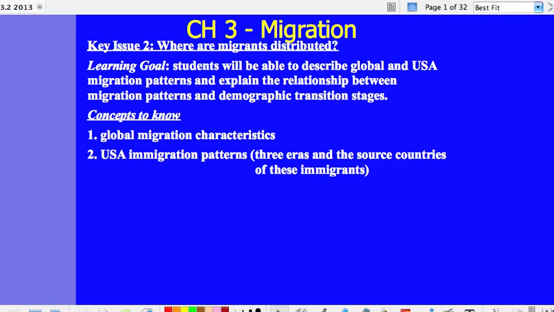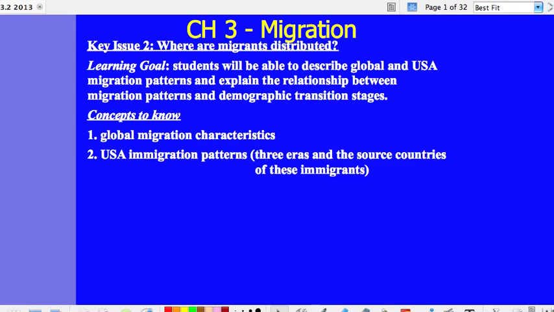This is Chapter 3, Key Issue 2, Where are Migrants Distributed? Learning goals: students will be able to describe global and USA migration patterns and explain the relationship between migration patterns and the demographic transition stages.